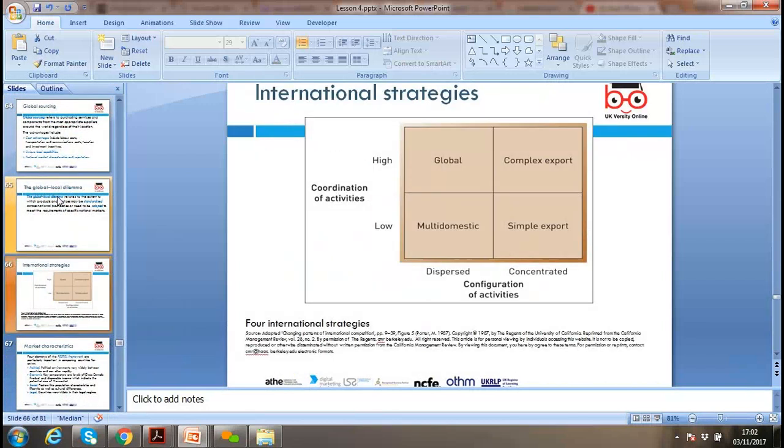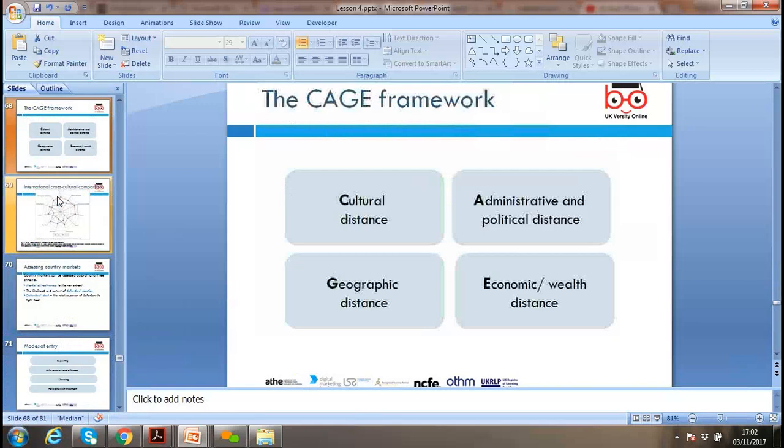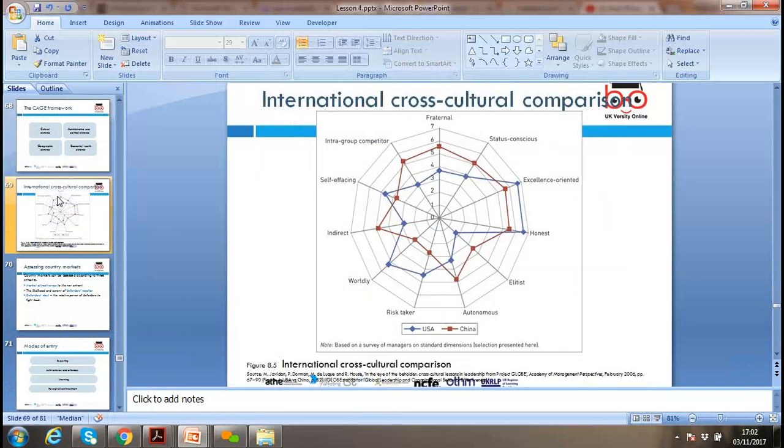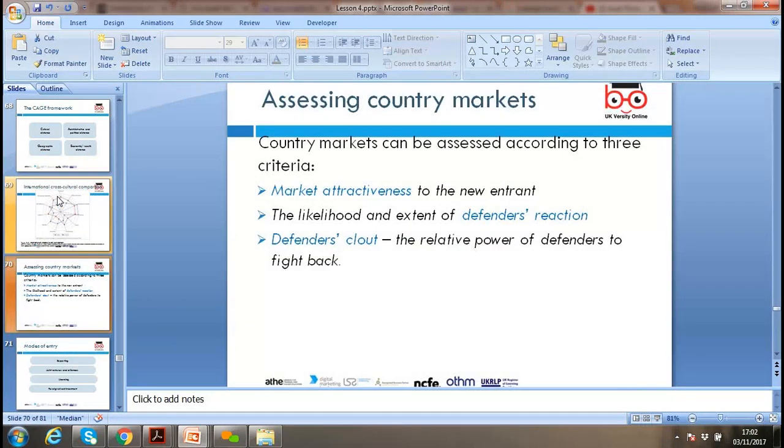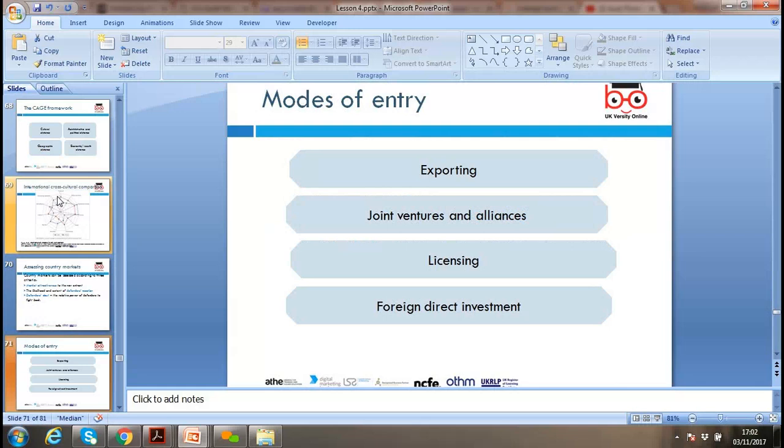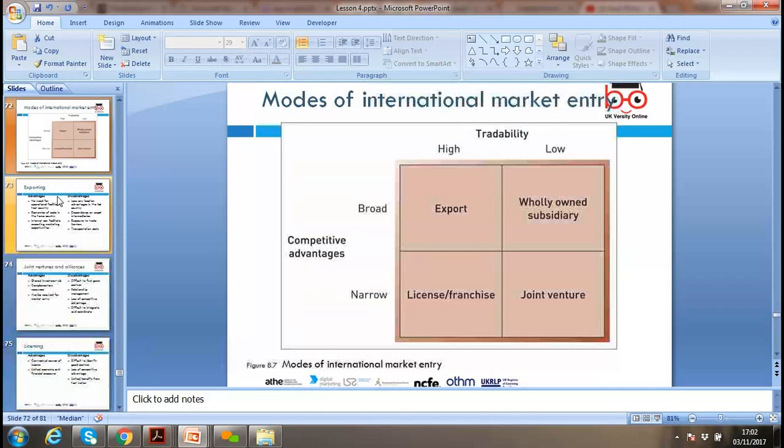I'm just skipping a few. On international stages, during our next lesson we'll go through the cultural, administrative, political and geographical distances, the CAGE model. This is a cross-cultural comparison between countries like the United States. Please go through this slide and assess the countries. Modes of entry could be export, joint venture, strategic alliance, which are left, and we'll go through them further in the next lesson, and then we'll finish this unit.